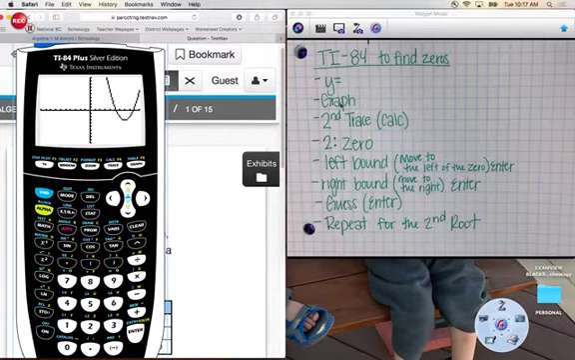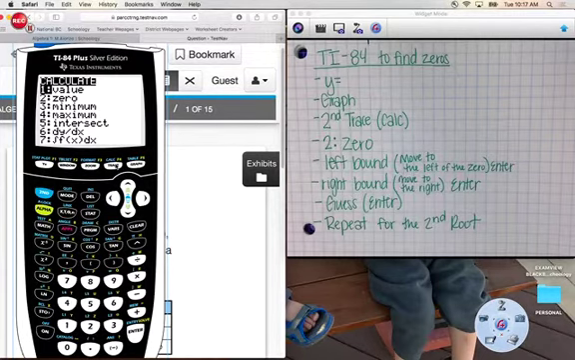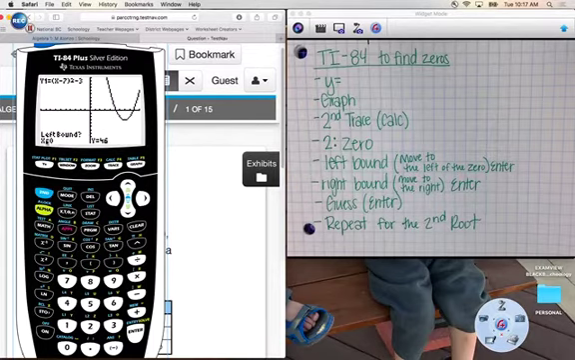So we've already hit graph. Now we're going to hit second trace. Either hit 2 or go down to the 2. Now notice it says left bound. Does your calculator say 0 and 46 like mine does? Okay, so I want you to start hitting the right arrow. And it should get closer.